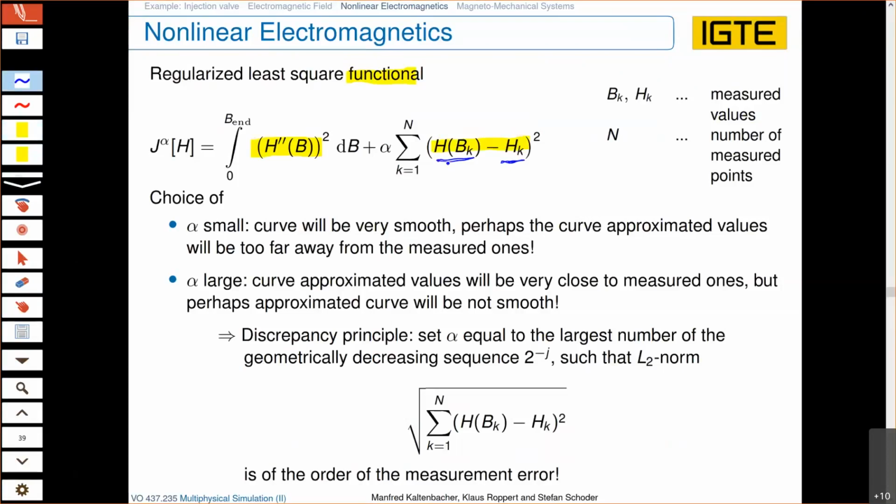So that means in a first case, you see we have this important parameter here, alpha. Now if alpha is small, then the second term will not be very important for our function. That would mean we try to optimize the coefficients of our splines in such a sense that we get out a very smooth function. Yeah? But perhaps then this spline function will be too far away from our measurement points.